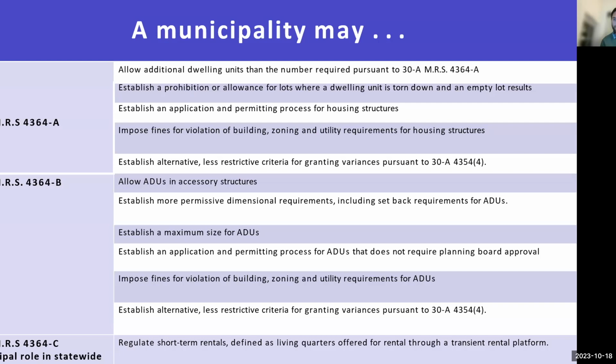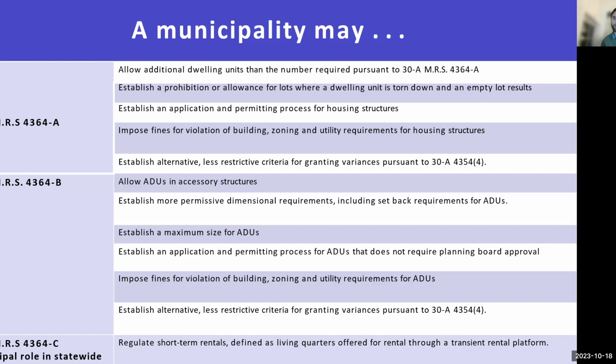So this slide here is provisions related to may. Everything that I've talked to you about earlier in this presentation are things that towns are required to do as you're thinking about LD 2003. LD 2003 did have a couple of provisions that were a may provision instead of a shall provision, which means a community could choose to implement these provisions. And they are laid out on the slide in front of you by the particular statute.